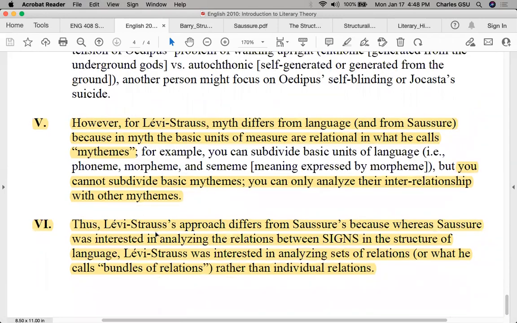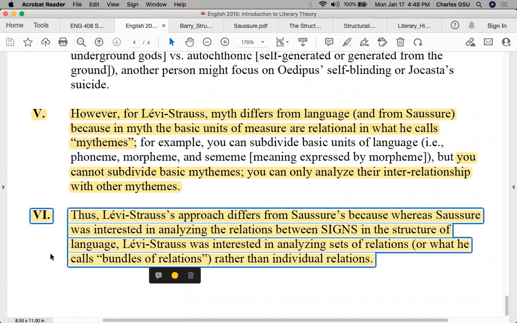And then I end here by saying, because it's kind of important to understand between the two, Saussure and Lévi-Strauss, that Lévi-Strauss's approach differs from Saussure's because whereas Saussure was interested in analyzing relations between signs in the structure of language, Lévi-Strauss was interested in analyzing sets of relations, or what he calls bundles of relations, rather than individual relations. So they're both using structure and deep structure, but one is applying them to language and one is applying them to myth, which Lévi-Strauss will call language.